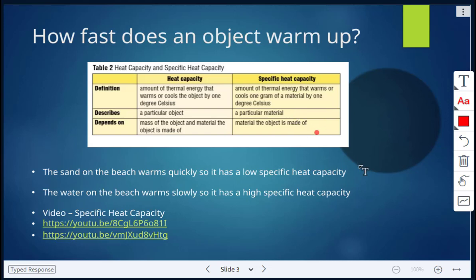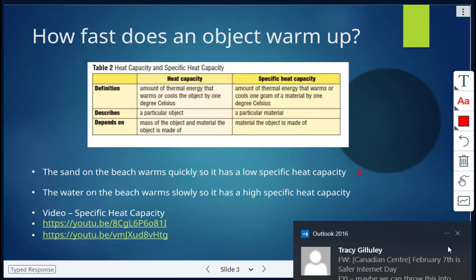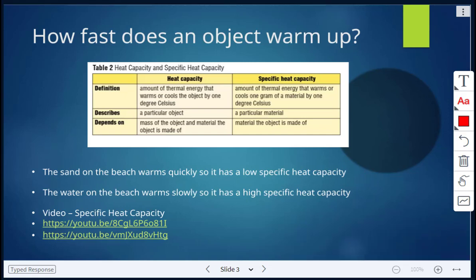The reason the sand on the beach warms quickly is because it has a low specific heat capacity. Water, on the other hand, warms much more slowly, and that's because it has a high specific heat capacity. I'll just pause here and we'll watch this video on specific heat capacity.